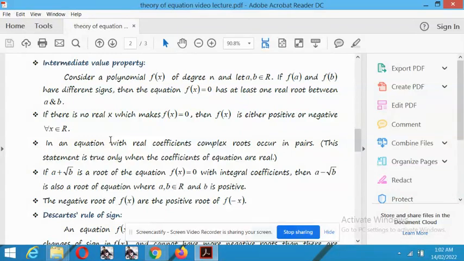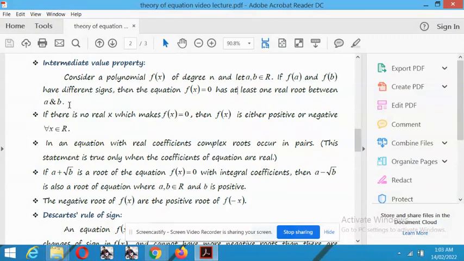Now when we put the values of a and b in the equation f of x, in place of x, when x is replaced by a, we get f of a. When we replace x by b, we get f of b. Now what is the condition? If f of a and f of b have different signs, that means if f of a is positive and f of b is negative, or if f of a is negative and f of b is positive, then the equation f of x equal to 0 has at least one real root in between a and b.